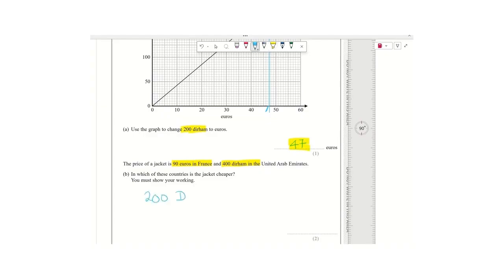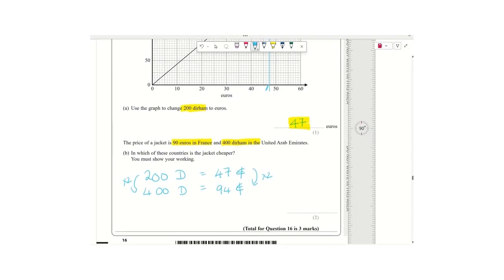Let's call them D's. 200 dirhams is 47 euros. So 400 dirhams, that's twice as big, isn't it? It's times 2. So if we times that by 2, do 47 times 2, we get 94 euros, which is more expensive than how much it is in France. So the question says which is cheaper, so cheaper must be France because it was only 90.